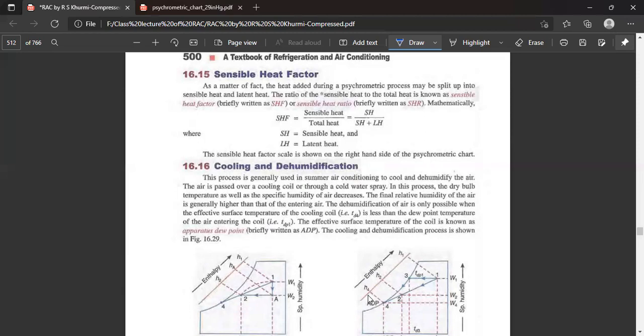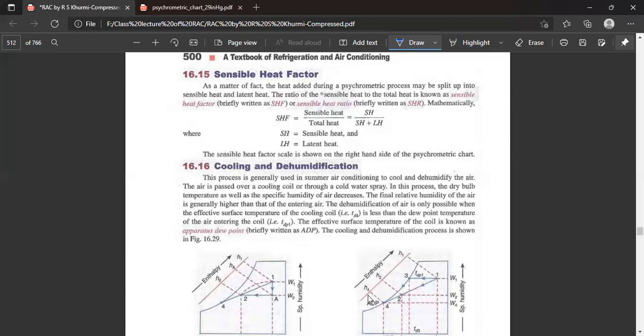Now, what I have just told you, the cooling and dehumidification, is generally used in summer air conditioning to cool and dehumidify the air in a certain room or space. The air passes over a cooling coil or through a cold water spray. In this process, the dry bulb temperature as well as the specific humidity of the air decreases, meaning the air-vapor mixture becomes a bit drier.